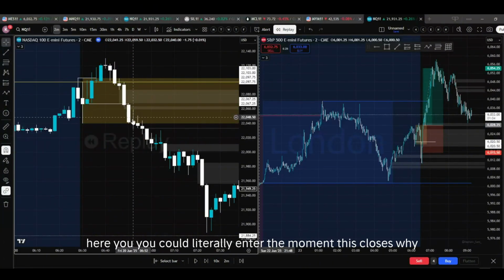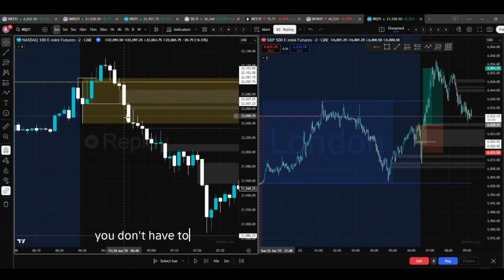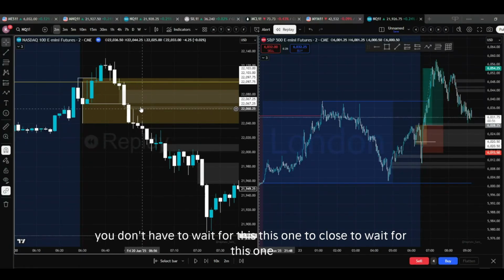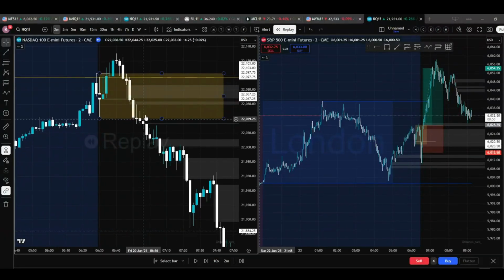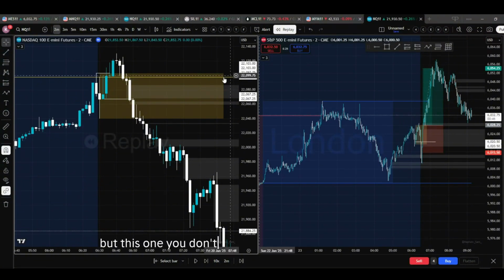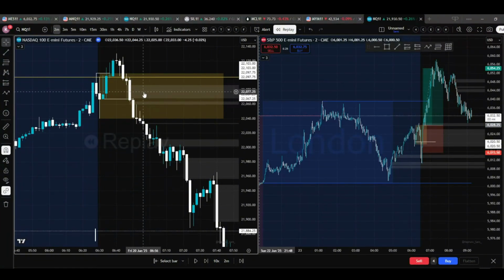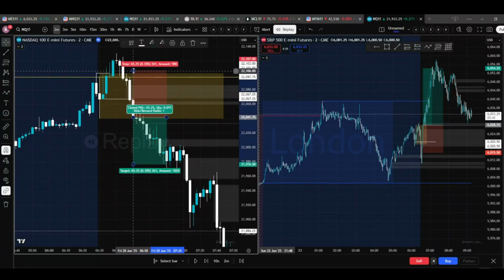Here you could literally enter the moment this closes. Why? Because there you already have a fair value gap formed here. You don't have to wait for this one to close. You can literally enter right here because you already have one inside the breaker. But other times you just have to wait for one. But this one you don't have to because it already formed. So this one, the nuance is that you can enter the moment it closes.